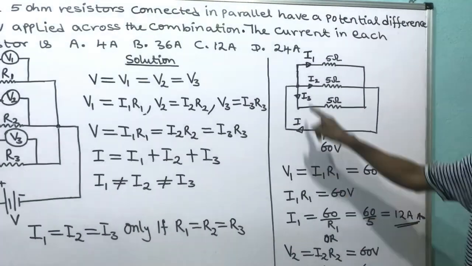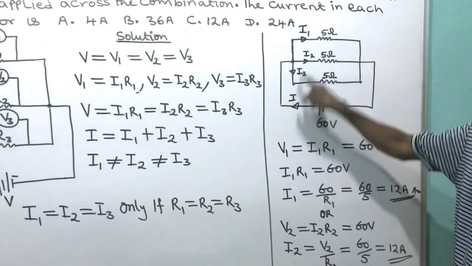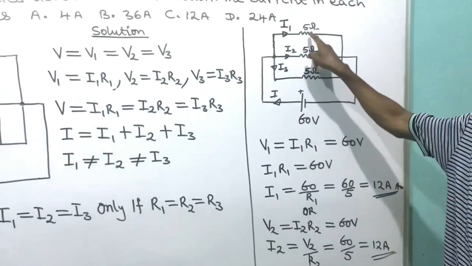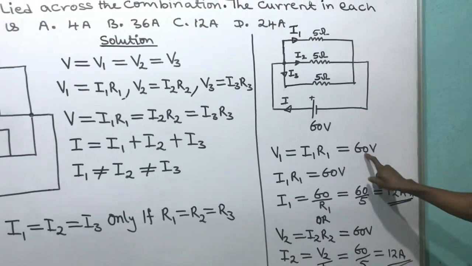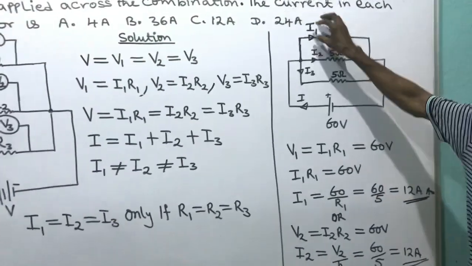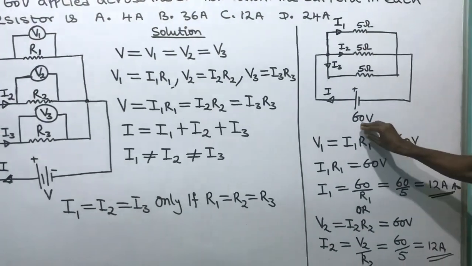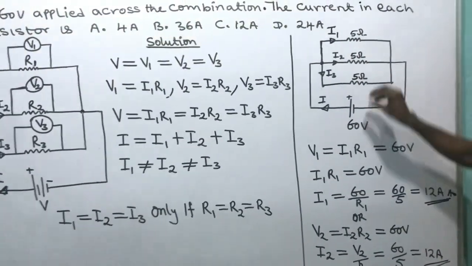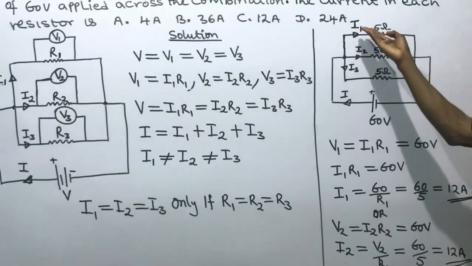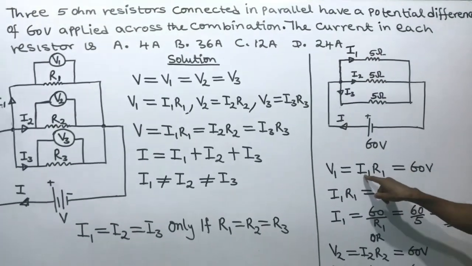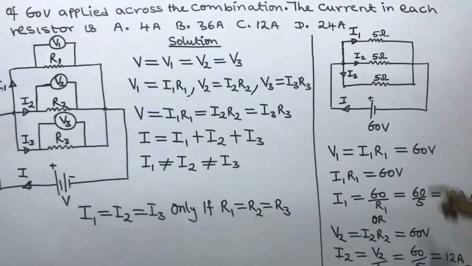Now we come to the voltage drop across this 5 ohm resistor. I will say current 1 times R1 is equal to 60 volts, because the voltage drop across this is equal to 60 volts. I choose the first one, the voltage drop across R1, and I say current 1 times R1 is equal to 60 volts.